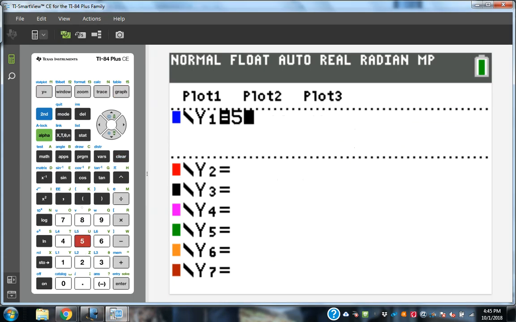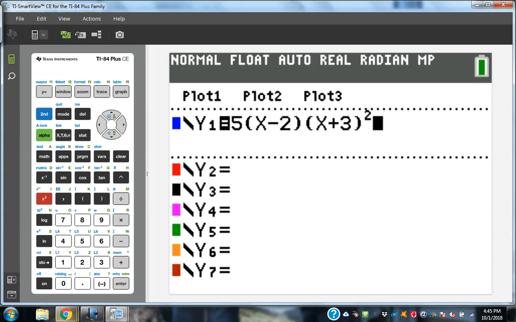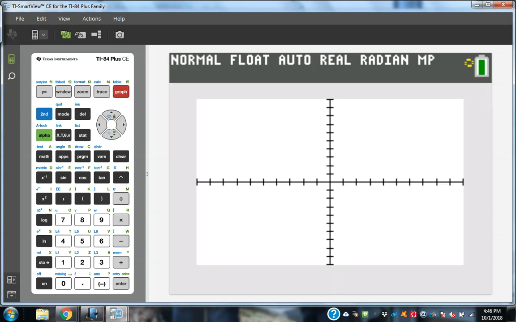So I had 5 times the quantity x minus 2, then another set, x plus 3, squared, and another set, 2x minus 3, raised to the third power. So I typed in that original polynomial that was in factored form. Okay? And I graphed that. You notice what's happening here.